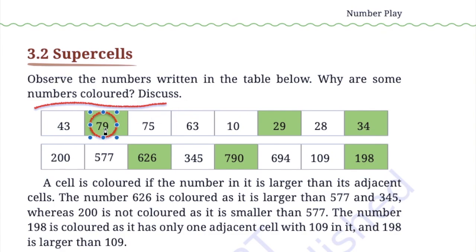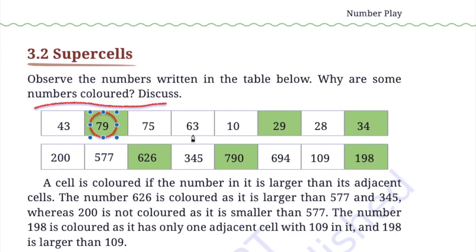Same here, you have to observe the right side and the left side of the number. If this number is greater than both these numbers, it is colored. That means it will become a supercell. So there are some supercells given, and numbers are written in these cells. If I see 75, 79 and 63, 79 is bigger. That's why it is colored.